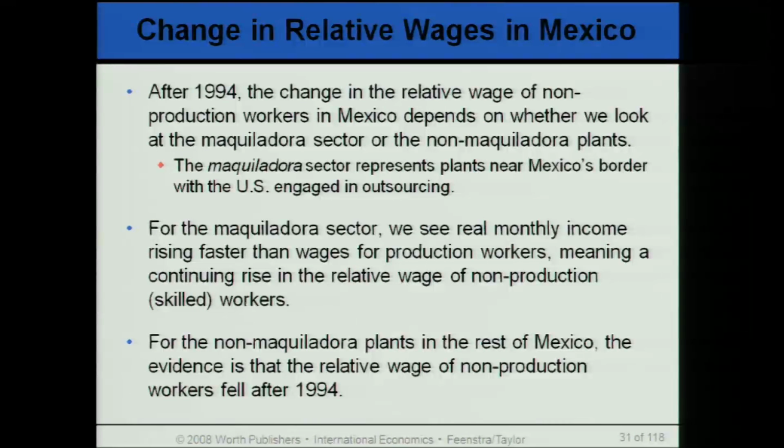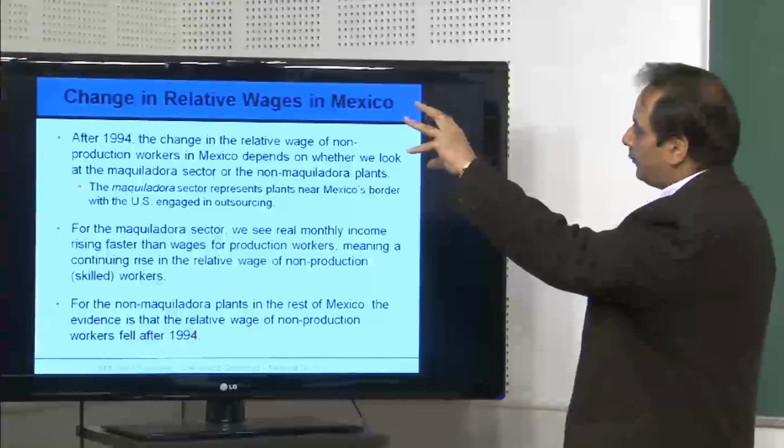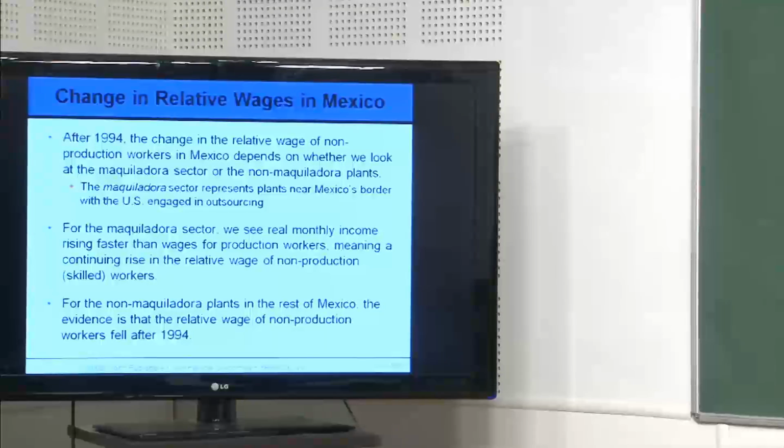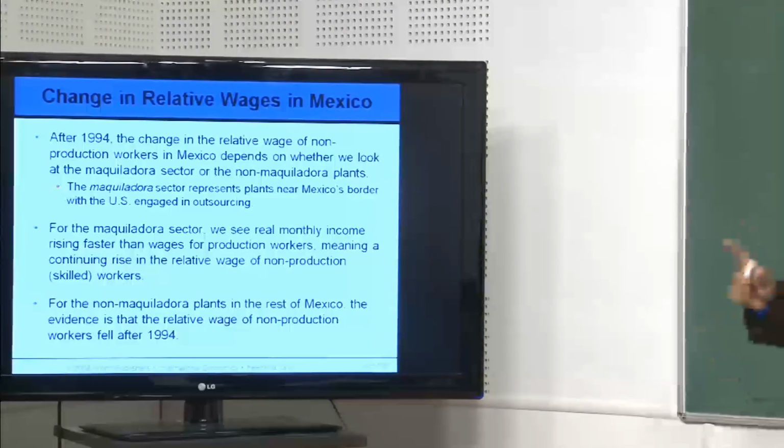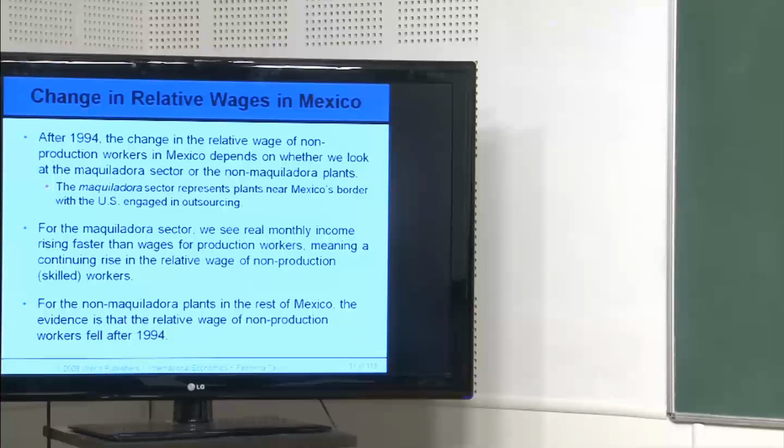So after 1994, the change in the relative wage of non-production workers in Mexico depends on whether we look at the maquiladora sector or the non-maquiladora sectors. Now this maquiladora sector represents plants near Mexico's border with the US engaged in outsourcing. So this sector is a set of industries which are at the border of the United States. Now at least for this sector we see that the wages for the non-production workers have risen. Non-production workers are skilled workers.